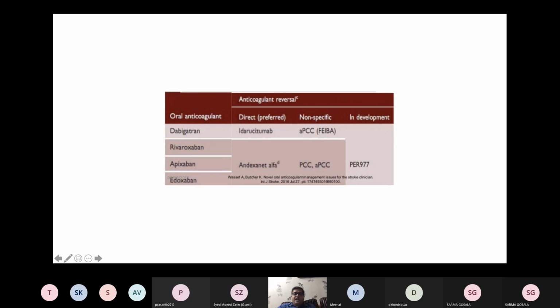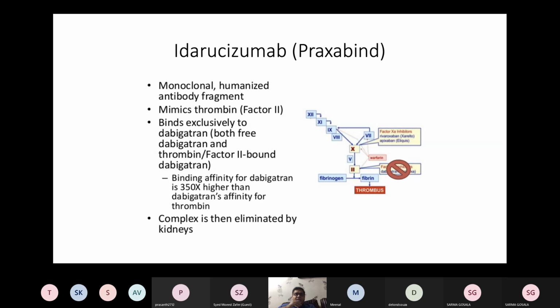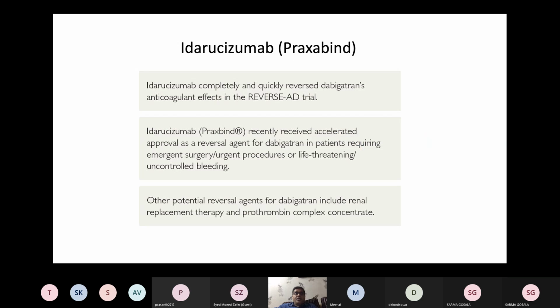And also there's some data on andexanet alfa for the other NOACs. Praxbind, which is idarucizumab, is a humanized monoclonal antibody fragment which mimics thrombin, that is factor 2. It binds exclusively to dabigatran, both free and thrombin-bound dabigatran, with an affinity almost 350 times higher than dabigatran's affinity for thrombin. So it is a very high affinity molecule. And then the complex is eliminated by the kidneys.